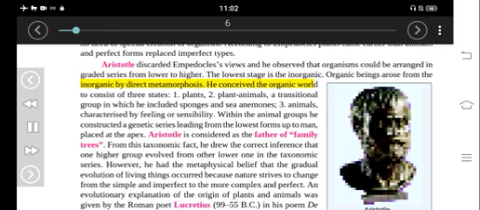He conceived the organic world to consist of 3 states: 1. Plants. 2. Plant animals, a transitional group in which he included sponges and sea anemones. 3. Animals, characterized by feeling or sensibility. Within the animal groups he constructed a genetic series leading from the lowest forms up to man, placed at the apex. Aristotle is considered the father of family trees.